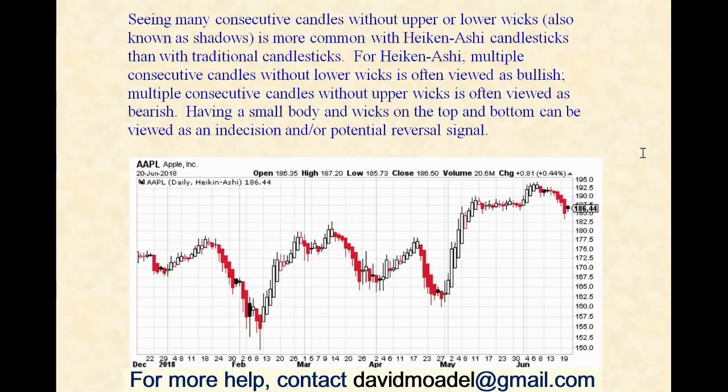And I mentioned that in Heikin Ashi, having a small body and wicks on the top and bottom can be viewed as an indecision and or potential reversal signal. It doesn't always work, but it can. For example, we see something like that here and over here, and there's definitely a reversal here, and the beginning of a reversal here. So those are examples. Oh, and here's another one. It's kind of small. All right, and we could see a reversal here.